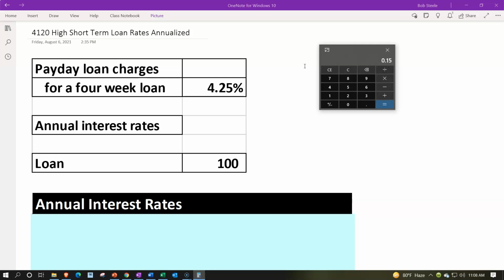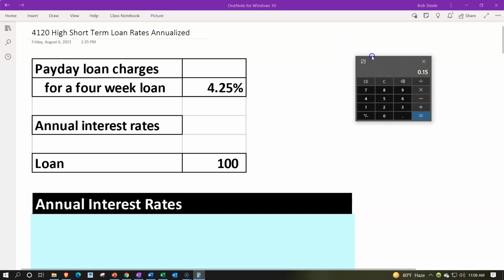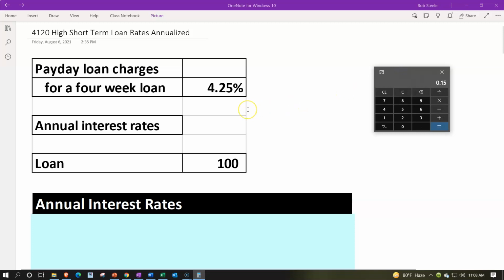But the problem is that that's for a 4-week time period, and that's not normally what we deal with loans for. We deal with them on an annual basis. So typically what you would want to do to compare it to other loans is annualize it. And that's going to be one of the concerns. So here, let's say we came out with a payday loan that charges 4.25 for a 4-week loan.